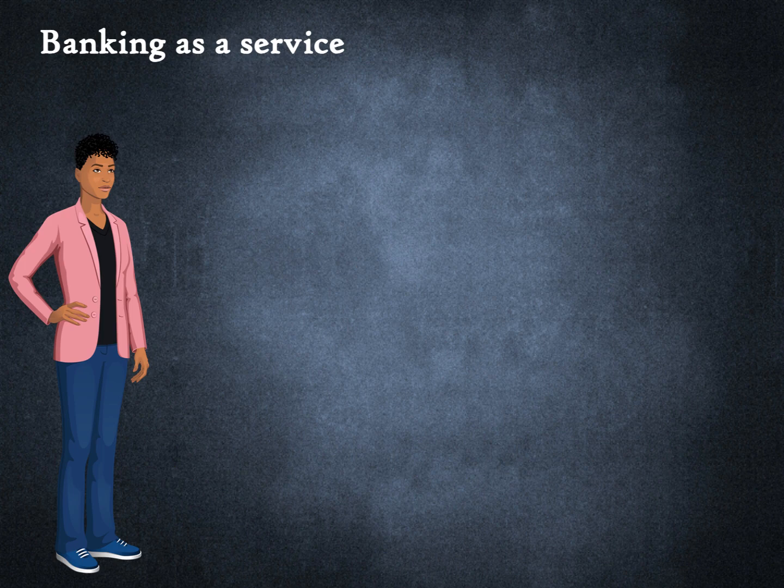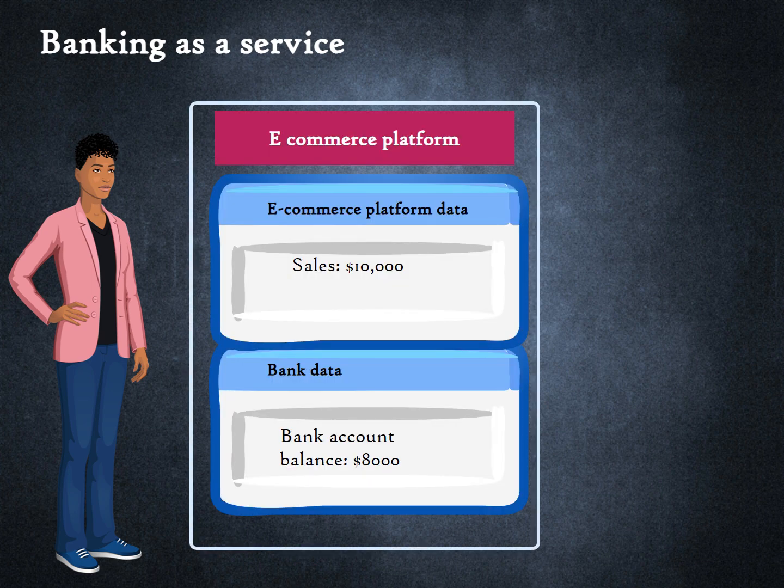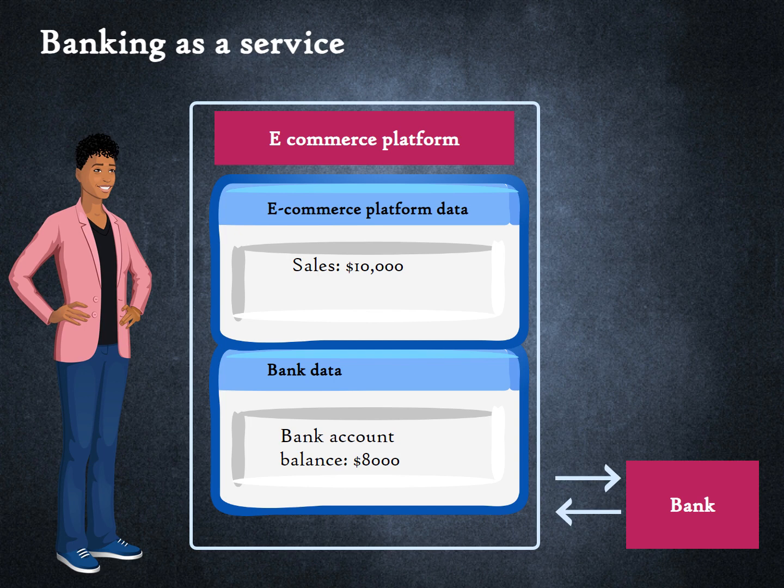Now the e-commerce platform company on which Alice runs her store starts offering a bank account through its own app. The bank account is owned by Gotham National Bank behind the scenes, with data being exchanged between the two companies seamlessly. Now Alice can see both her bank activity and her sales activity at the same place.